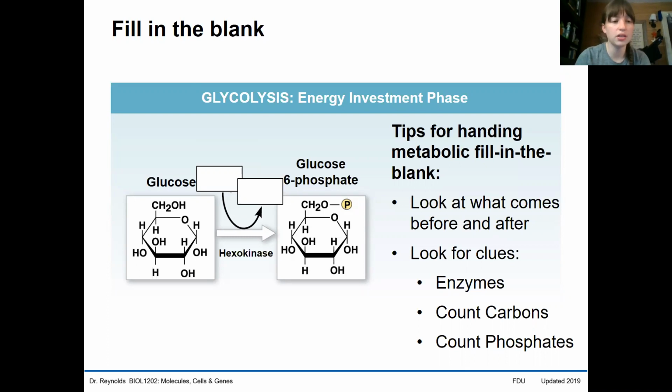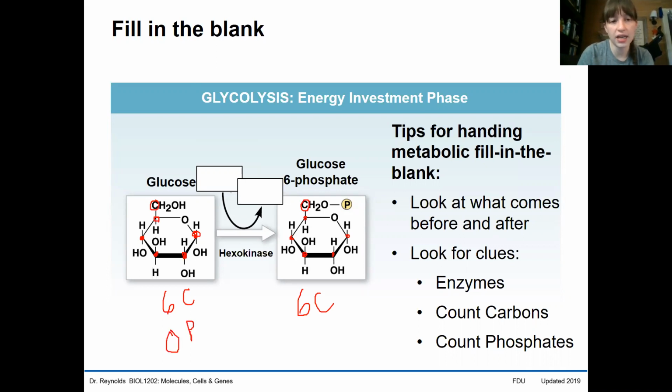Well, if I were to take a look at my molecule of glucose here, I would notice that I have 1 carbon here, 1 carbon here, here, here, here, and here. Each one of these carbons, or corners, is a carbon. And so we have 6 different carbons. If I look at my product, I have 1, 2, 3, 4, 5, 6. So I still have 6 carbons. The next thing I want to do is count phosphates. I see no phosphates on my first molecule.